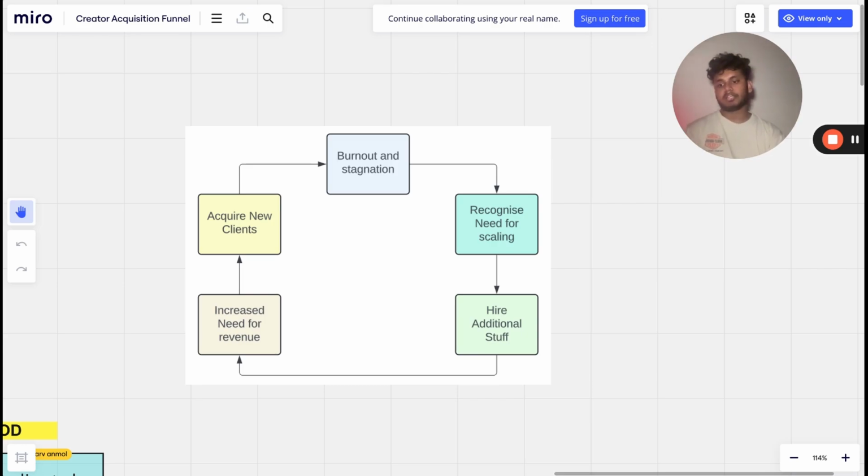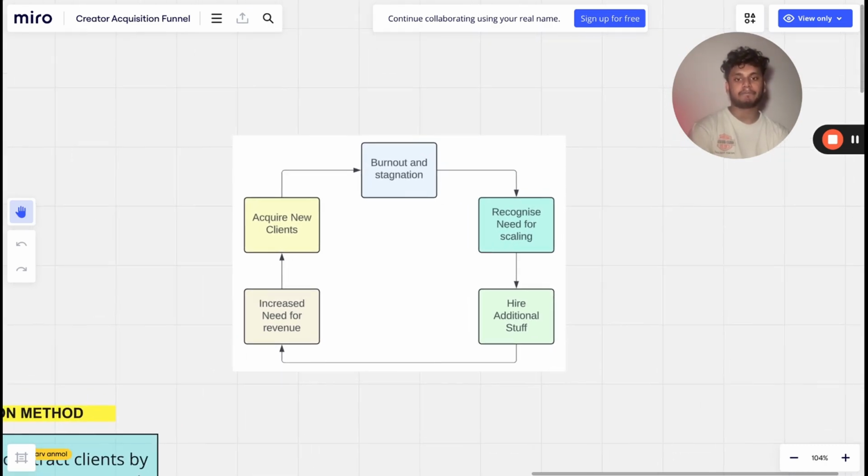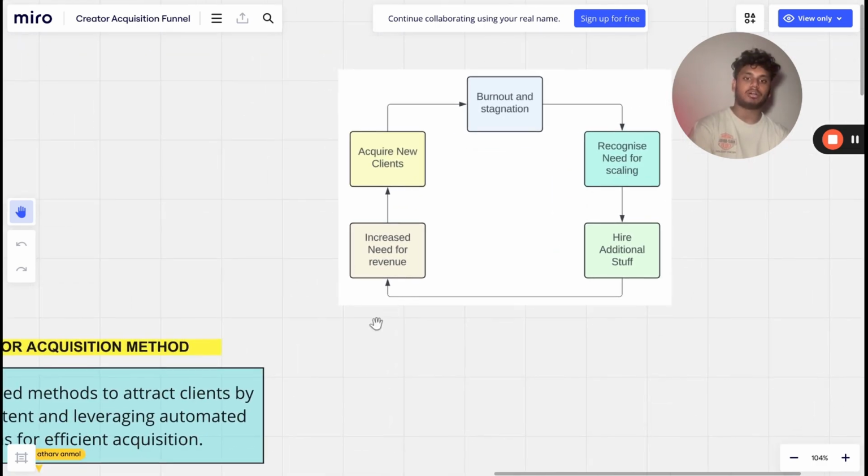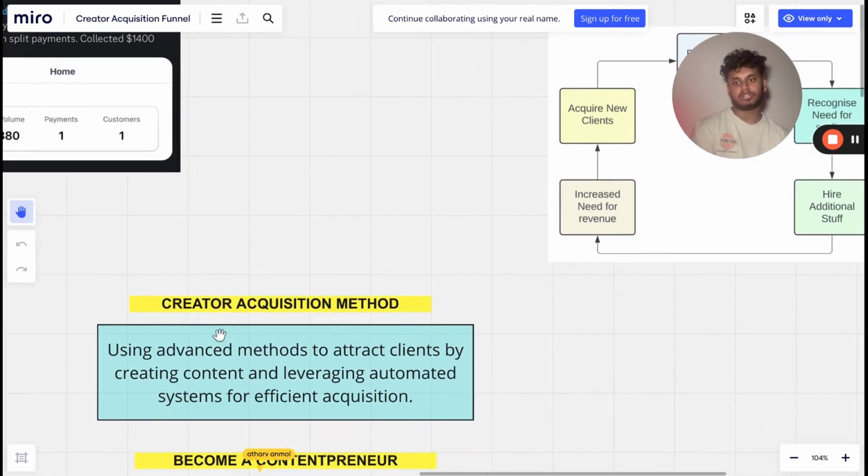So either you are facing the problem that you aren't getting people who are actually interested in buying your services, who are actually interested in giving their hard earned money to you so that you could solve their problem. There could be a couple of reasons why people don't trust you, because now in the online space so many people are pitching the same service, so it's hard to build trust, and the best way to build trust is creating content. Okay, so that is what a creator acquisition method is all about.